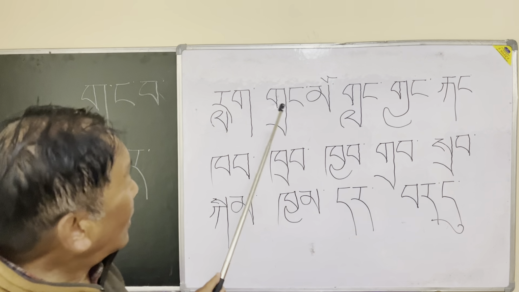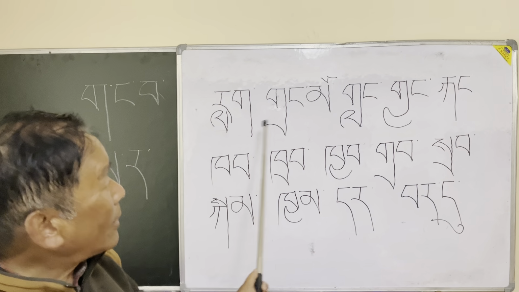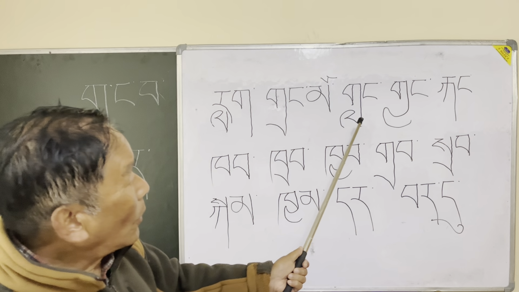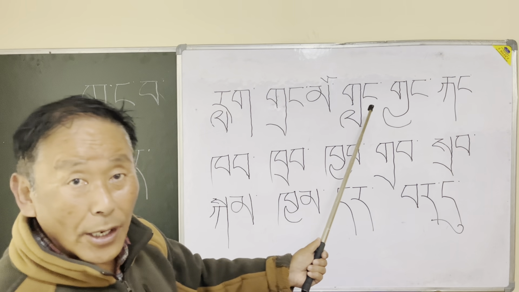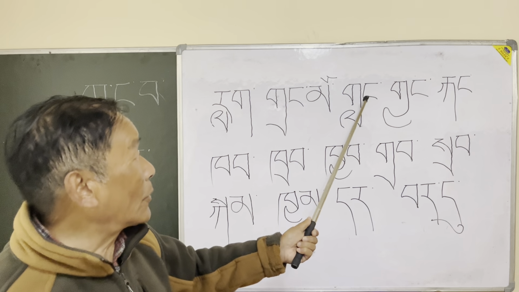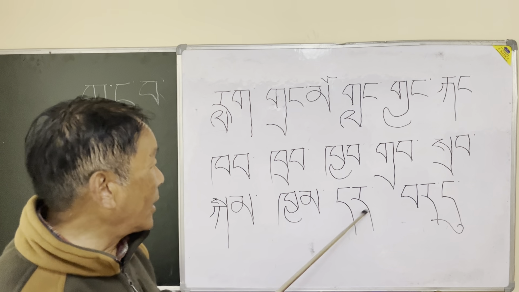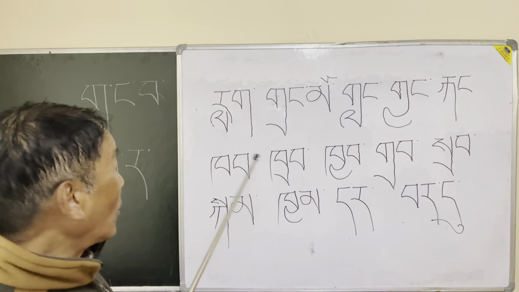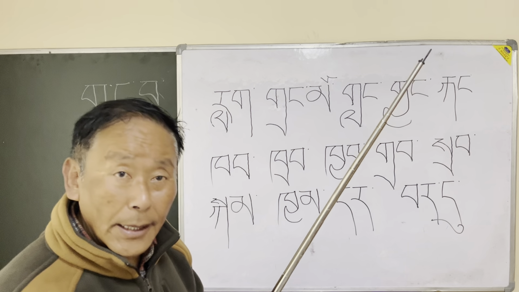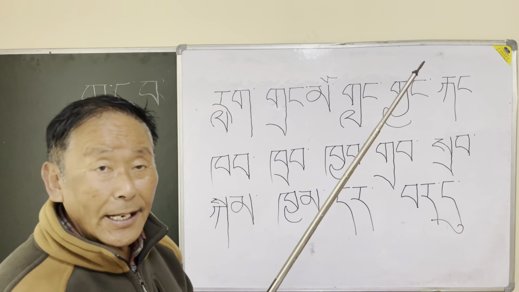Next time we will add vowels to what we have learned today with suffix na or ba or da, ra or ma or ba. We add vowels to it.